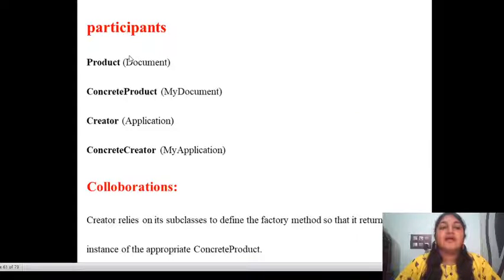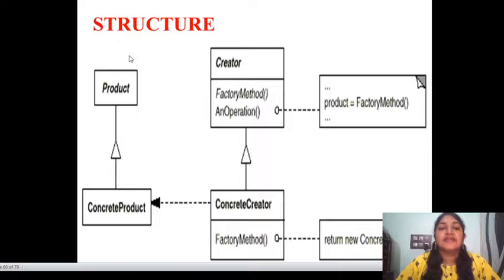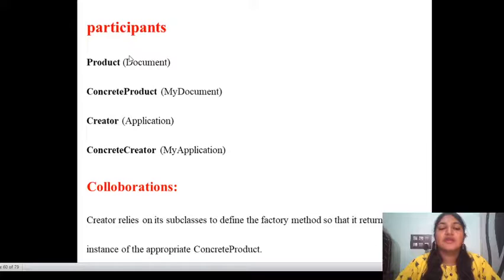Next, coming to the participants. Here the four participants are defined. See the structure again. The four participants are creator, concrete creator, product, and concrete product. By seeing the motivation diagram, you have to write the participants within the brackets. The product in that motivation diagram is document, the concrete product is my document, the creator is application, and the concrete creator is my application. These are all the participants which act as classes and objects in the structure.